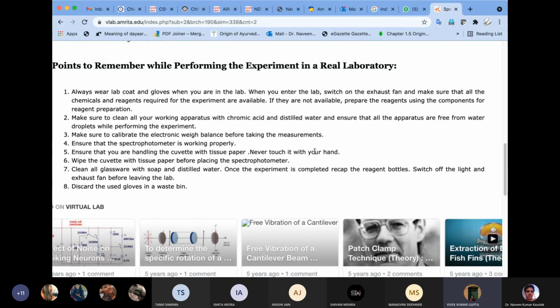3, make sure to calibrate the electronic weighing balance before taking the measurements. 4, ensure that the spectrophotometer is working properly. 5, ensure that you are handling the cuvette with tissue paper. Never touch it with your hand. 6, wipe the cuvette with tissue paper before placing it in the spectrophotometer. 7, clean all glassware with soap and distilled water. Once the experiment is completed, recap the reagent bottles. Switch off the light and exhaust fan before leaving the lab. And 8, discard the used gloves in a waste bin.